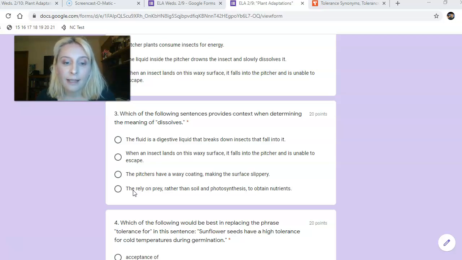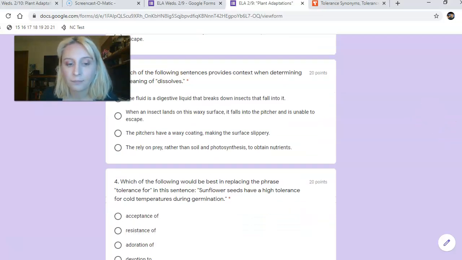When an insect lands on this waxy surface, it falls into the pitcher and is unable to escape. The pitchers have a waxy coating, making the surface slippery. They rely on prey rather than soil and photosynthesis to obtain nutrients. I need to fix that from the to they. So which of these 4 would provide the best context for figuring out what dissolves means?